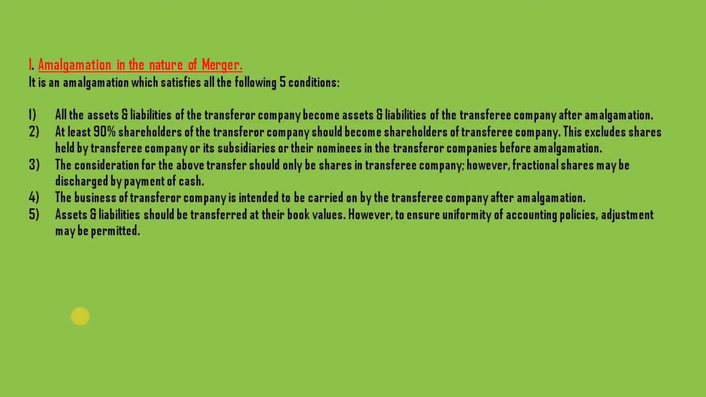First condition. Second condition, at least 90% shareholders of the transferor company must become shareholders of the transferee company. Okay, if there are 100 shareholders in the transferor company, then at least 90% of the shareholders should become shareholders of the transferee company after the amalgamation. Here, the important thing is if transferee company or its subsidiaries or their nominees, if they have any shares in the transferor company, those shares should not be included while calculating 90% shareholders.